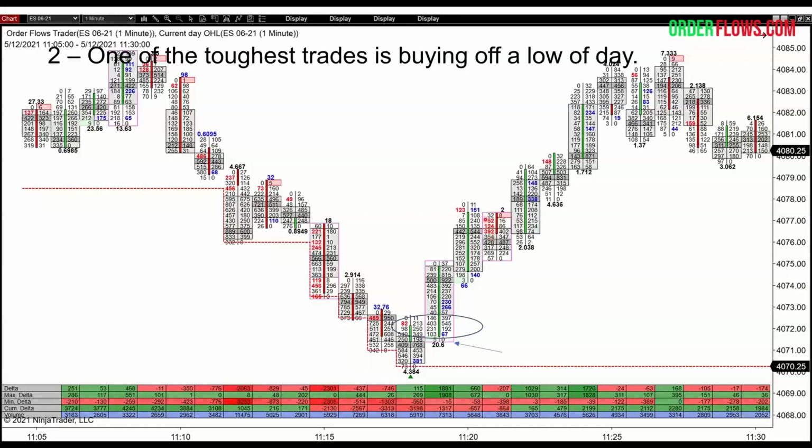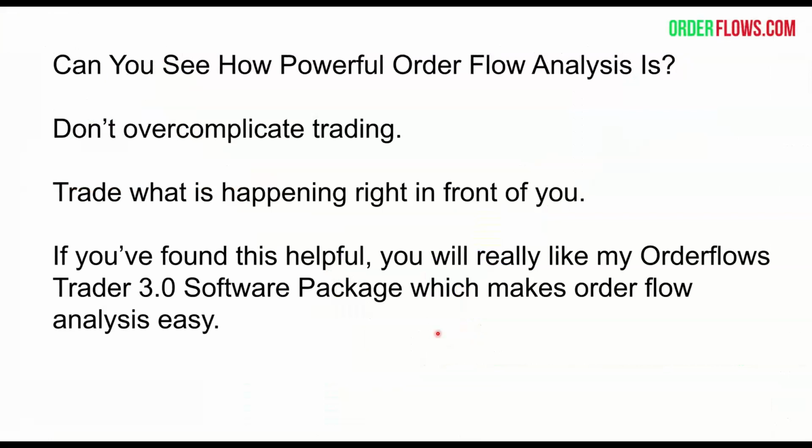But then when you add in the value areas, right? When you start adding in the imbalances, right? You can see it in here. Now this one, it opened right on the value area high, traded 5 contracts into the value area, and then closed up. But you got that big gap there, right? So hopefully by now you can see how powerful order flow analysis is, right?